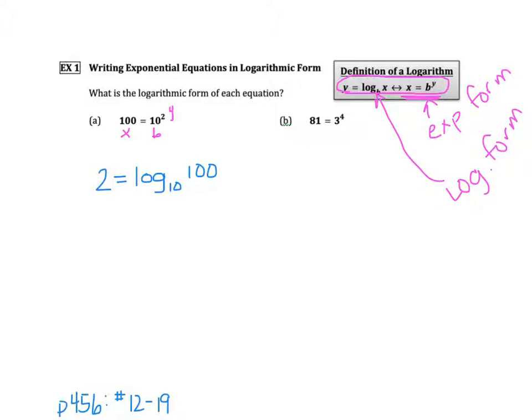Again, this is written in the form x equals b to the y. 81 is 3 to the 4th. We know that. So this is x, this is b, and the little 4 is the y. Let's go ahead and write this in logarithmic form. This is y equals log base b of x, so y is 4, equals log base b, which is 3, of x, which is 81. Now here's what's cool. You now know log base 3 of 81 happens to equal 4.